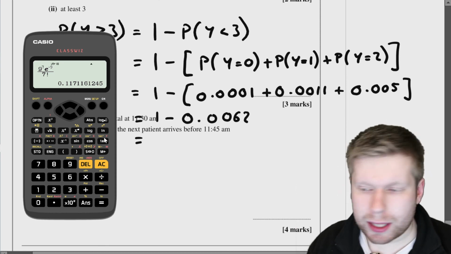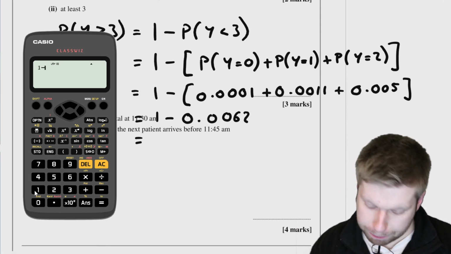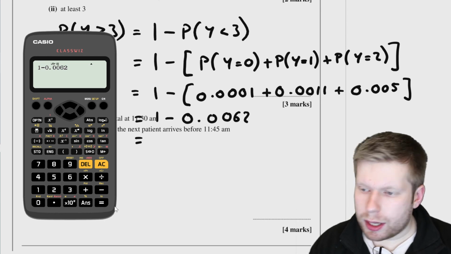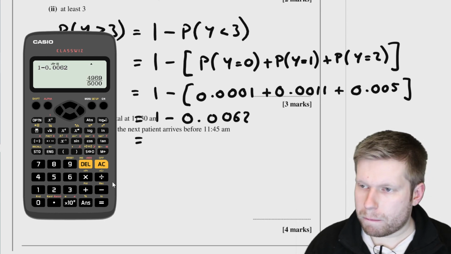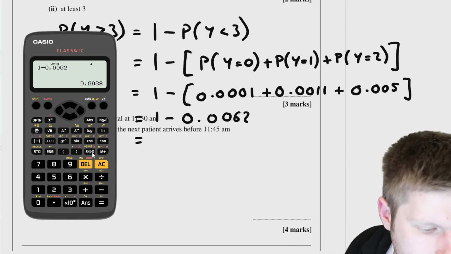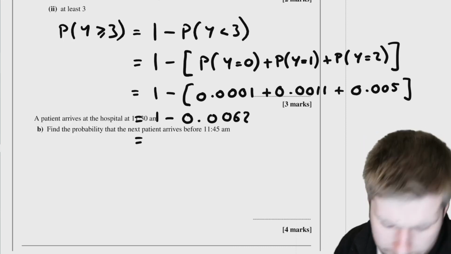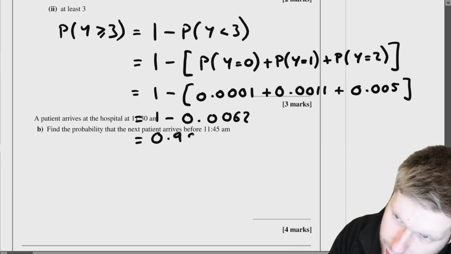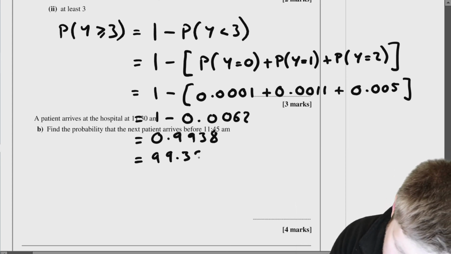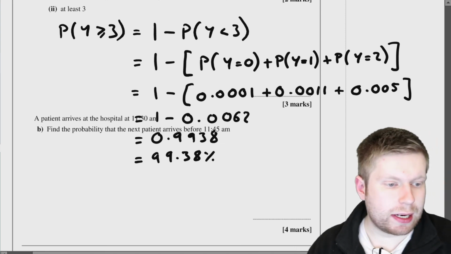So if I now do 1 minus that, let's bring up a calculator. So I'm going to do 1 minus 0.0062 equals, and I find that comes out as 99.38%. So it's a pretty high percentage, right? So it's going to come out as 0.9938, or about 99%. Okay, so that's the probability of at least 3.